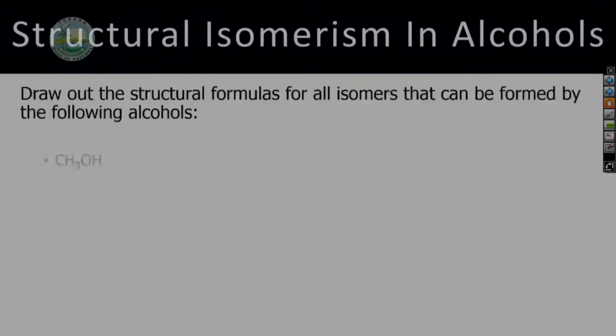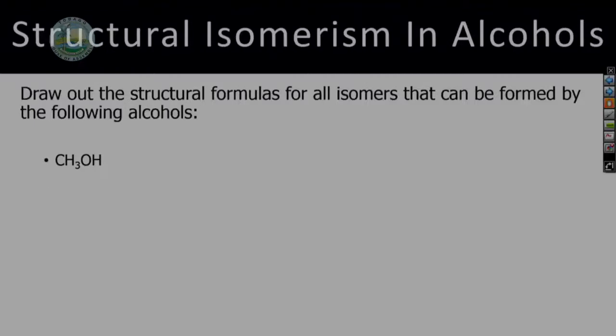Structural isomerism in alcohols. Let's look at some of the structural isomerism that we would have in alcohols, if there are any. I'm sure there are. We're going to draw out the structural formulas for all isomers that can be formed by the following alcohols: CH3OH, C2H5OH, C3H7OH, C4H9OH, and C5H11OH. Let's take a look at each of them.